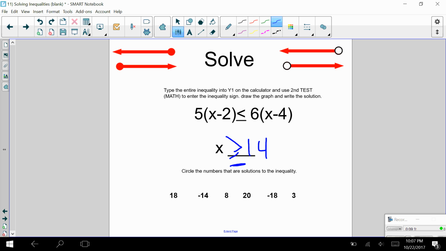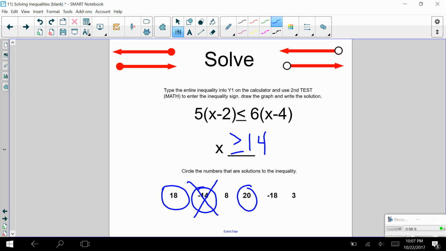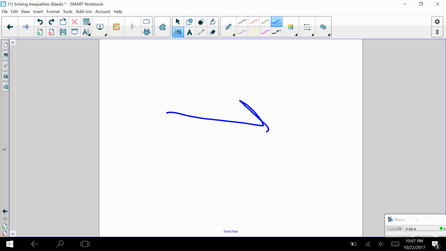And we have to put a line underneath it. Let me rewrite that. Greater than or equal to 14. And I'm looking for everything that is greater than or equal to 14. Now in this case, all 3 of our examples went to the right. Okay, that is not always going to be the case. Let's look at an example where it wouldn't go to the right.